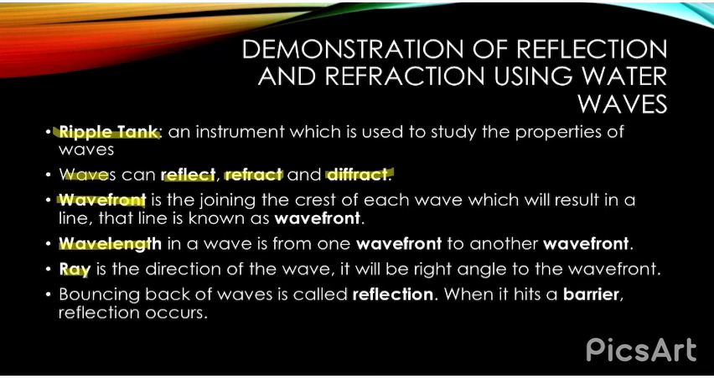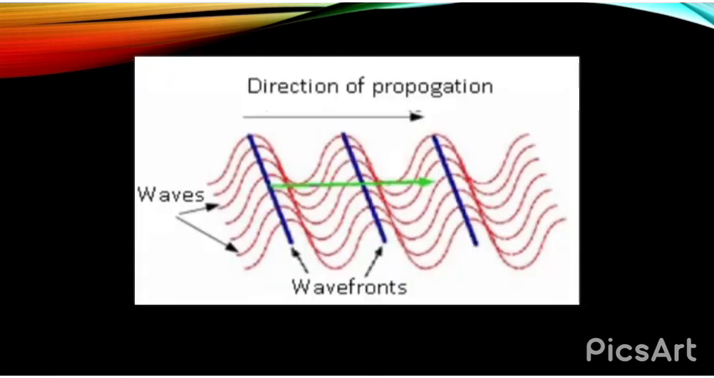Then the bouncing back of waves is called reflection, and when a wave hits a barrier, reflection occurs. Now here is the diagram. These waves you see, the red ones, are waves, and these blue lines, if you can see, are wave fronts.